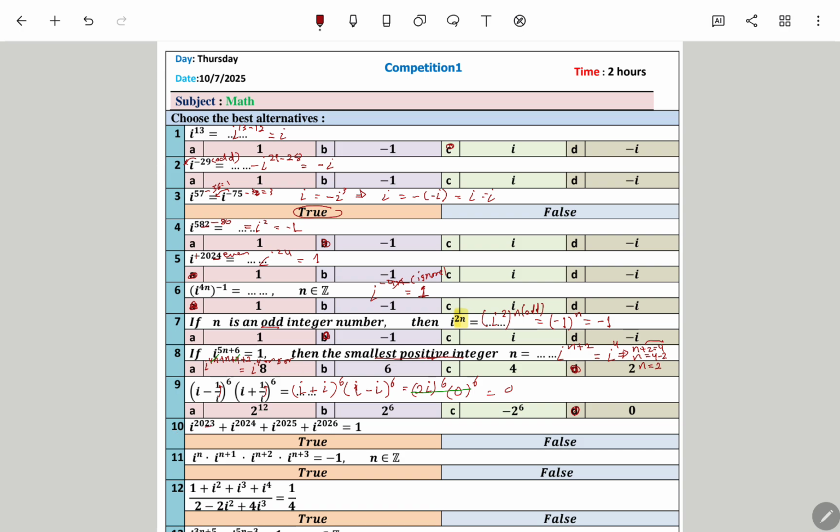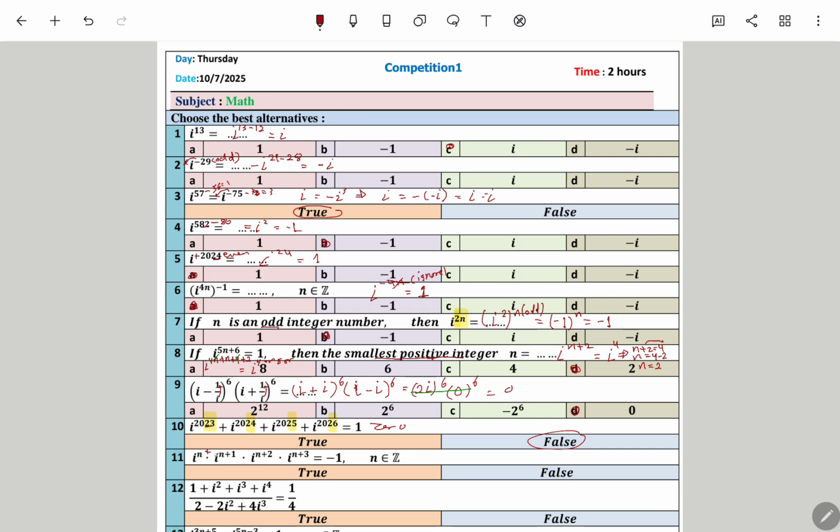In number 10, because we have 4 consecutive powers like this, so that all will give you 0. So it can't be 1, it is 0, so it is false.